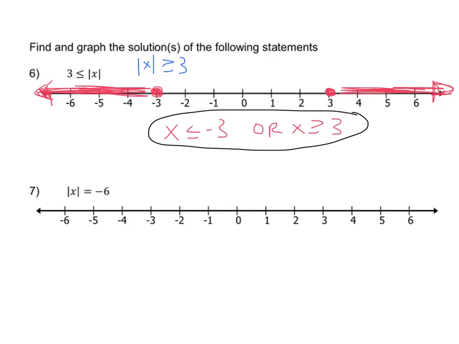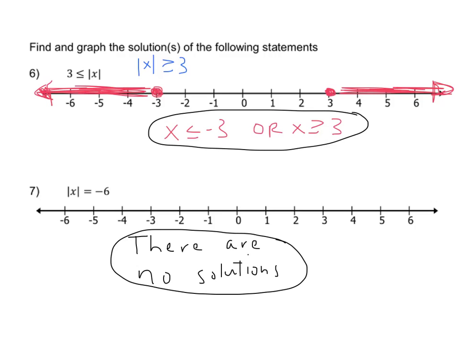Okay, number 7. This one, we have the absolute value of x is equal to negative 6. Alright, so I'm looking for numbers whose distance away from 0 is equal to negative 6. Well, let's think about that. A distance is always going to be 0 or greater, right? It's always going to have a value that's either 0 or a positive number, right? You can never have a distance that's negative. Right? So this is impossible. You cannot find a number whose distance away from 0 is negative 6. This is impossible. So for this one, this is kind of a trick question here, but there are no solutions. Because again, it is impossible to find numbers that have a distance of negative 6 away from 0.